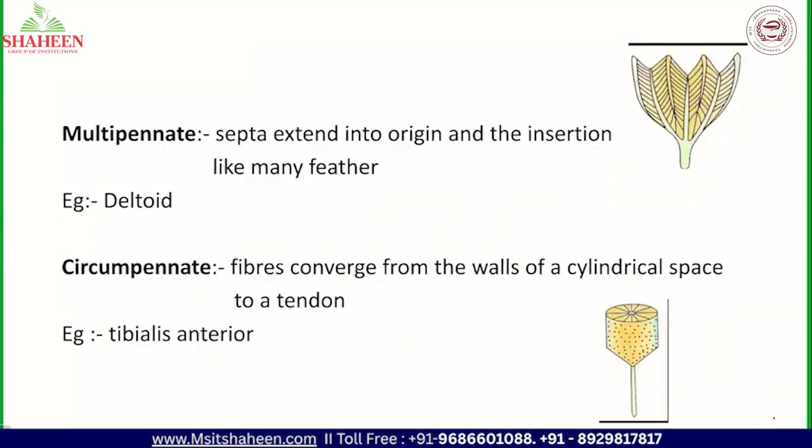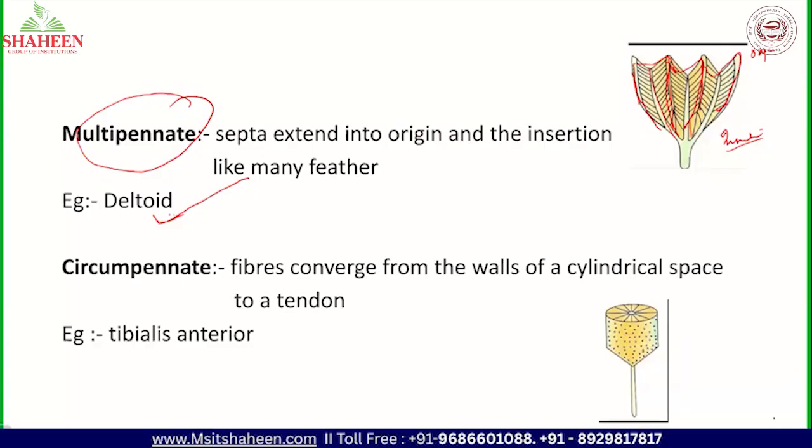Next, we are going to know about the multipinnate. Multipinnate is where the septa will be extended into the origin and insertion like many feathers. You can see that this is one feather, this is another feather, and this is another feather. So many feathers are put together just like that. The septa will be extended from the origin to the insertion. One example for the multipinnate muscle is the deltoid muscle. The deltoid is familiar to you, I think. This is a muscle which is seen in the arm.